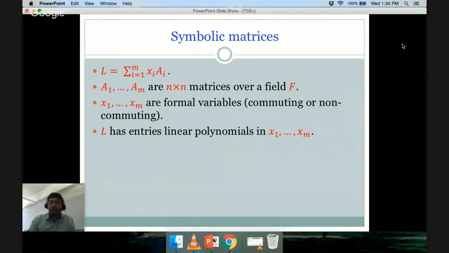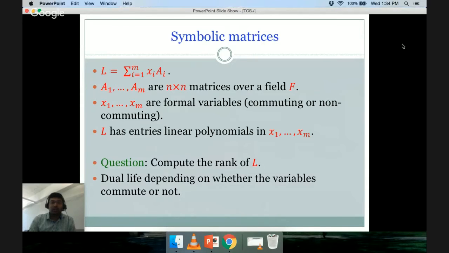The central question about symbolic matrices is to compute the rank of this matrix L. What does that mean? This question has a dual life depending on whether the variables are commuting or non-commuting. When the variables are commuting, it's a central question in TCS to compute the rank of L. So I'll first go over the setting of commuting variables x1 to xm.